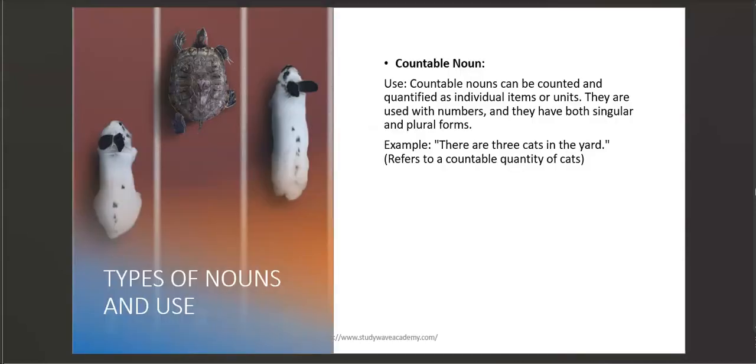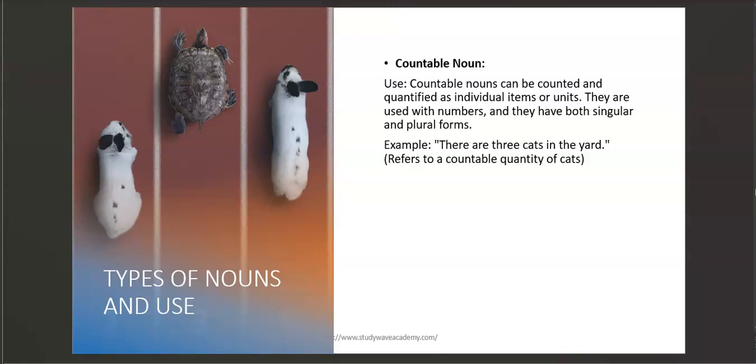The next one is the countable noun. Their use is that countable nouns can be counted and quantified as an individual item or a unit. They are used with numbers and they have both singular and plural forms. There are 3 cats in the yard. So you can count this cat. It refers to a countable quantity of cats, okay? When talking about dogs, you can count dogs, you can count people, you can count countries, you can count chairs.